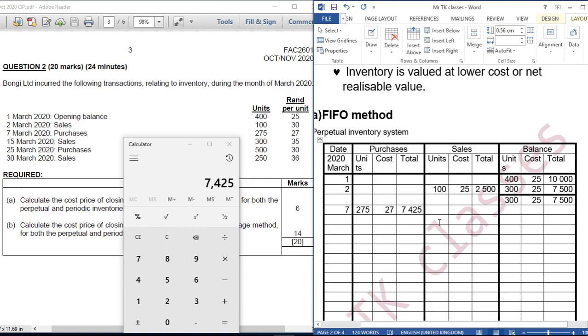So what we are simply going to do here, now we are going to our balance. Our balance now has to change because we have new items that just came in. We had 300. Now we have to add this 275 to get 575. And these 575, let us come here and value them. We are going to say our value now, 7,500.